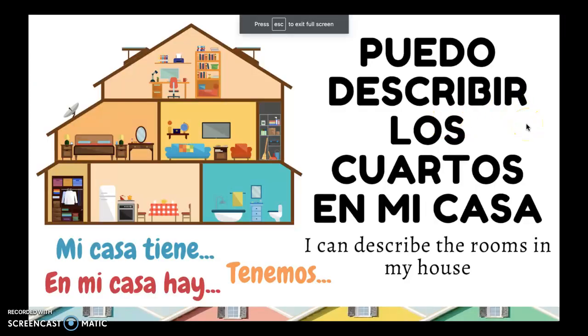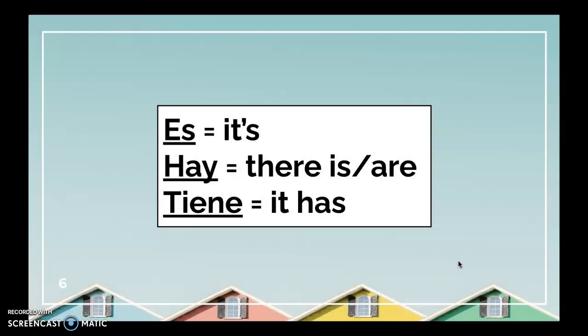Buenos días, estudiantes. Okay, we're on to our secondary objective, being able to talk about our house and our chores and responsibilities. So we've talked about generally our house outside, and today we're learning more. Puedo describir los cuartos en mi casa. So I can describe the rooms in my house. So, for instance, there's a kitchen, there's 2 bedrooms and 1 bathroom, whatever.